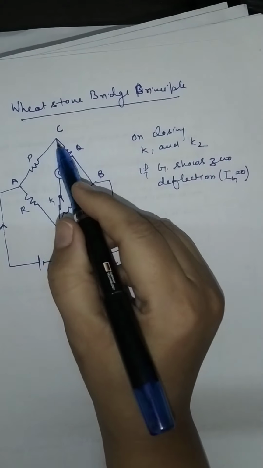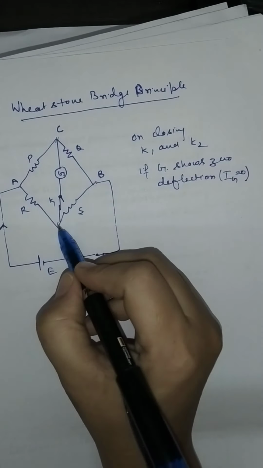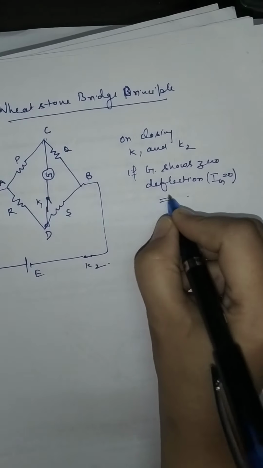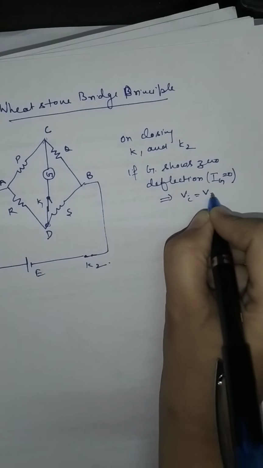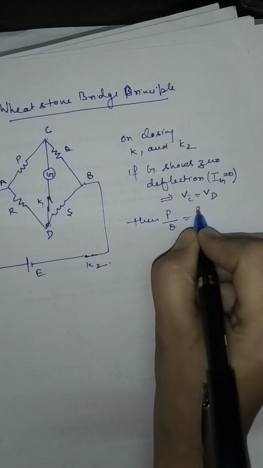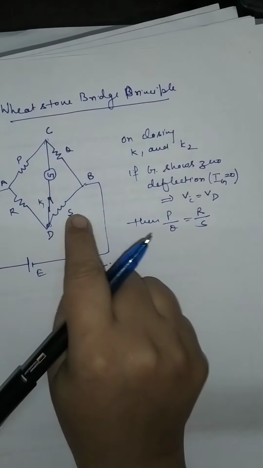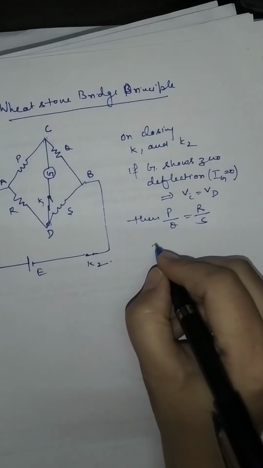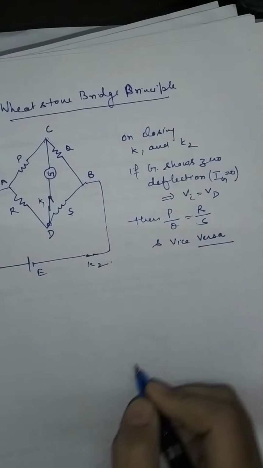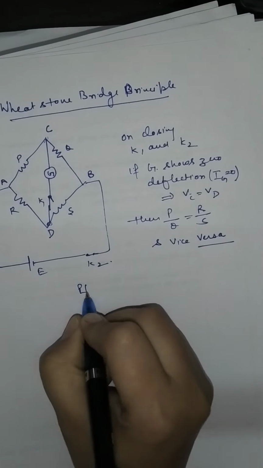और करंट ज़ीरो कब होगा, जब इस पॉइंट और इस पॉइंट पर पोटेंशियल क्या होगा, सेम. This means the potential at point C is equal to the potential at point D, then P upon Q equal to R upon S, P upon Q equal to R upon S, and vice versa. ये रिवर्स भी आपका पॉसिबल है. राइट, अब इसका प्रूफ करने के लिए हम वही किरचॉफ लॉ अप्लाई करेंगे.